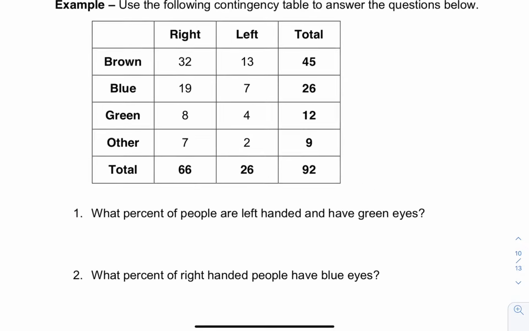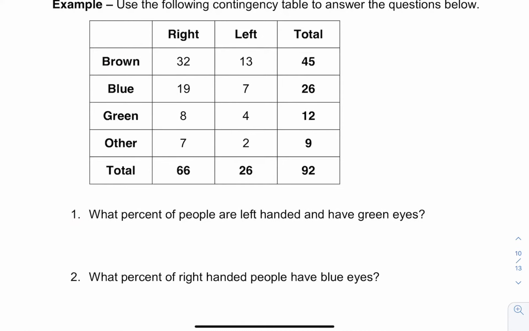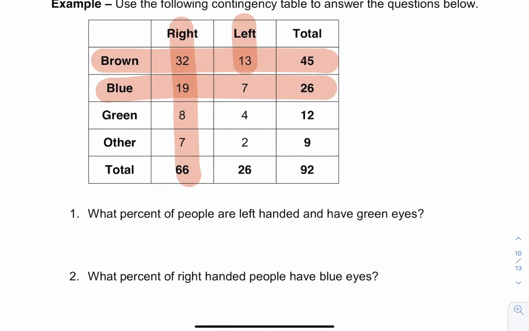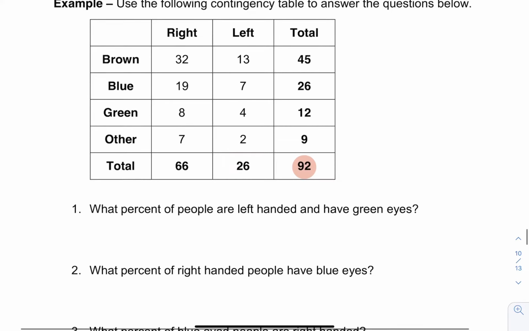So notice here we have all of our brown eyes or all of our blue eyes. Then we also have right-handed people and left-handed people. The first thing we look to is our total. So our total number of people that we asked is 92. So the first question asks, what percentage of people are left-handed and have green eyes?